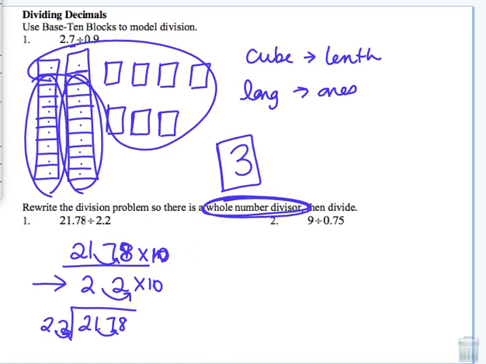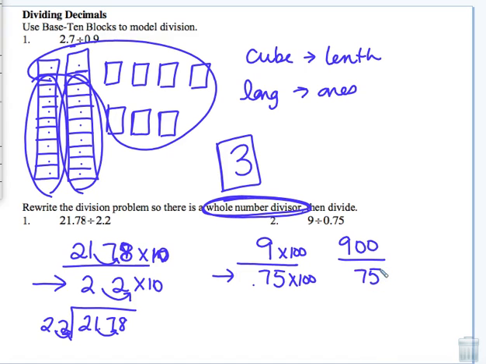Alrighty, so on this next problem, we have 9 divided by 75 hundredths. Once again, this is my divisor. The divisor cannot contain a decimal. It has a decimal to the hundredths place. Therefore, to get rid of it, we need to multiply this one by 100, which means I would multiply the numerator by 100 as well. What that tells me now is that the problem is 900 divided by 75.